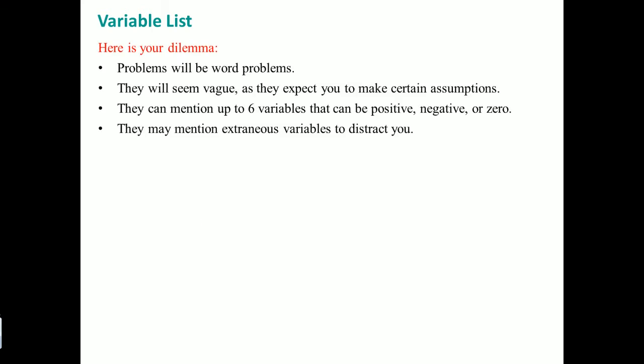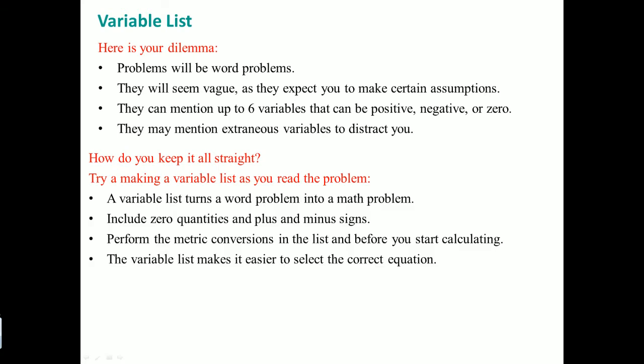Let's look at the variable list. Each time when you solve the problem, you will notice that a lot of the physics problems are wordy, vague, and there's a lot of different things to occur on the problem. So the question is, how do you keep it straight? This is why we recommend you make a list of variables. The list of variables will change the complex problem into a simple math problem for you to be able to solve. This includes zeros, plus and minus signs. In short, the variable list makes it easier to select the right equation. It is going to be impossible for you to solve any physics problem without writing down the variables.